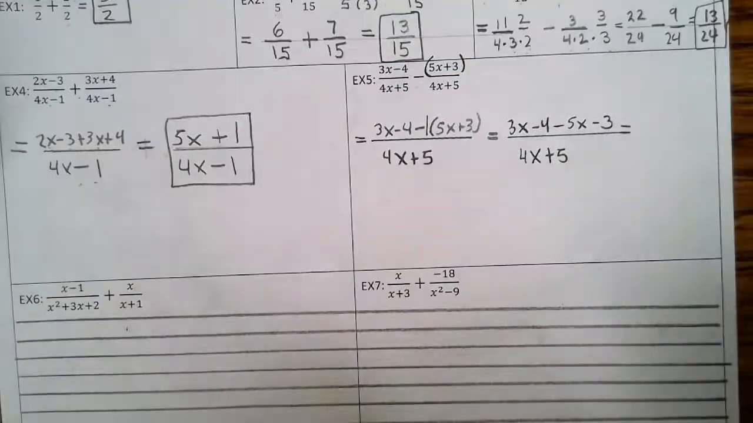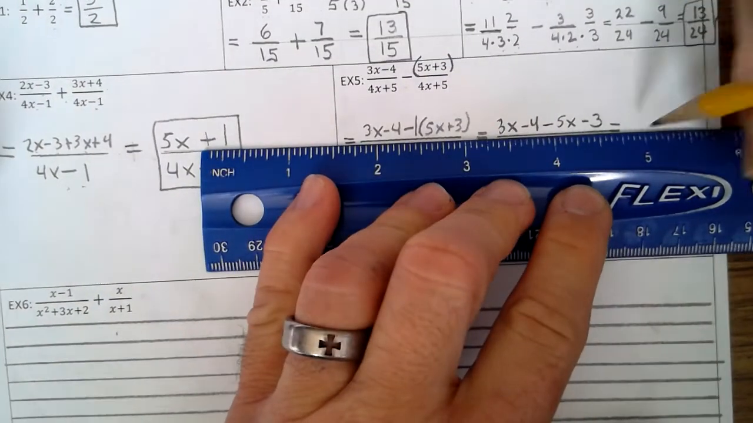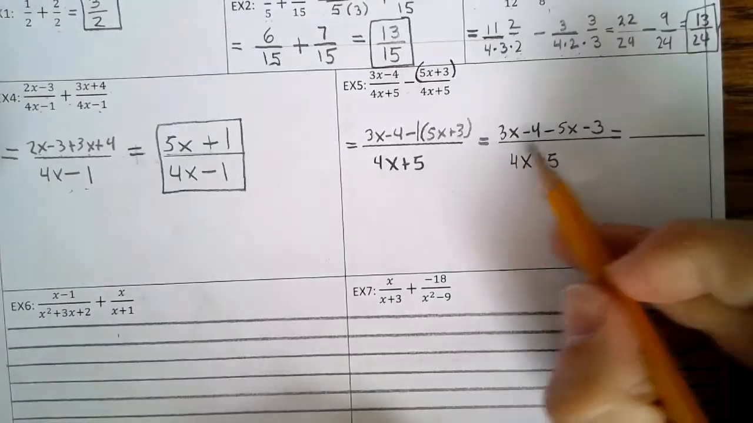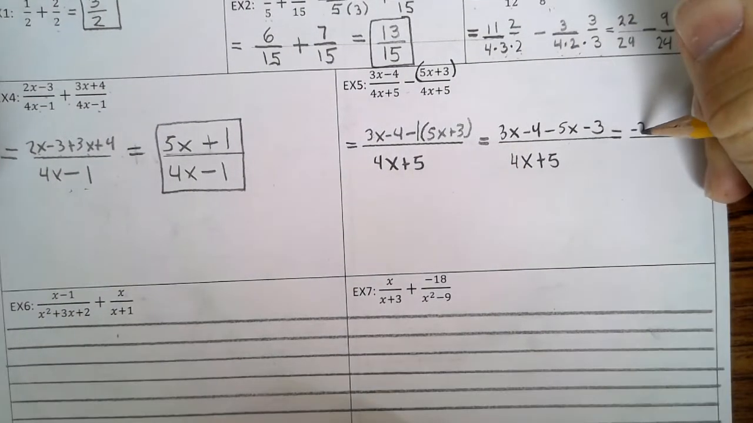So 3x minus 5x is negative 2x. And then negative 4 minus 3 is negative 7. All divided by 4x plus 5.